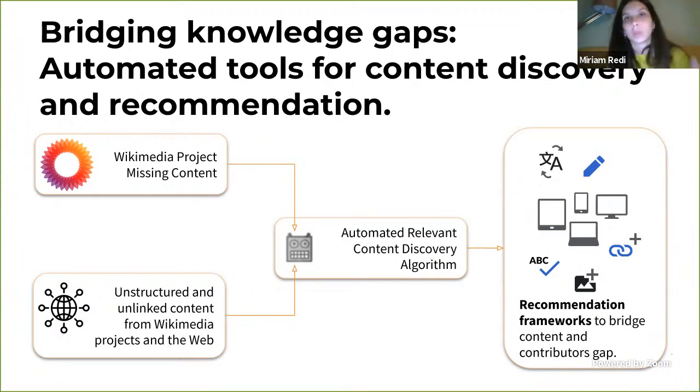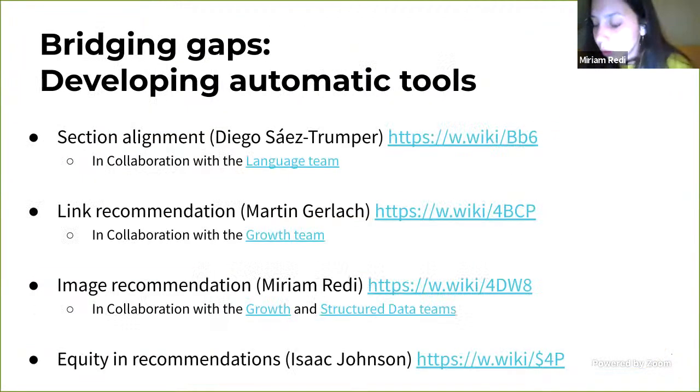And for this, we work with product teams that build these tools around the algorithms that we develop. And so what we're going to see today is three of these algorithms, three main algorithms that we have developed in the research team. The first one is a section alignment algorithm that Diego has built in collaboration with the language team. The second one is a link recommendation algorithm that Martin has built in collaboration with the growth team. And then I will talk about image recommendation to bridge the visual knowledge gap.